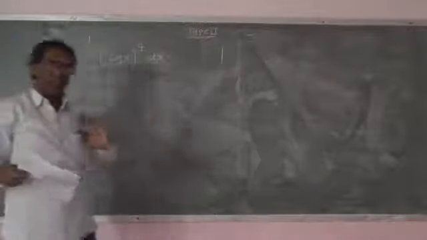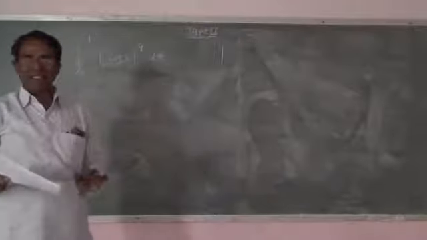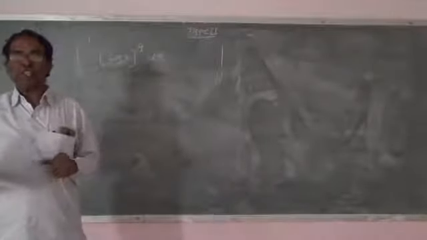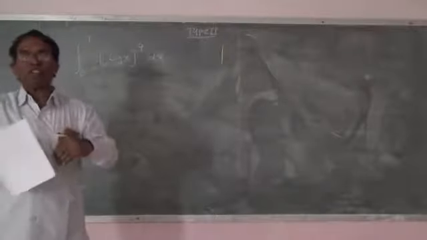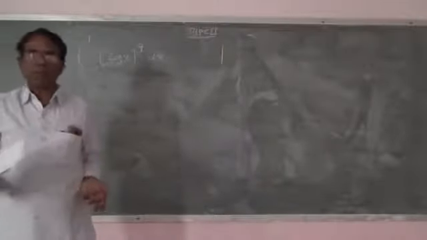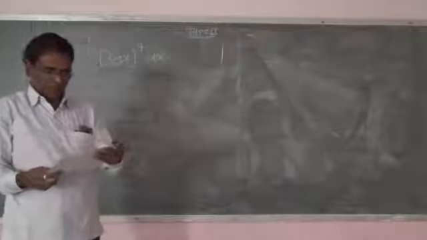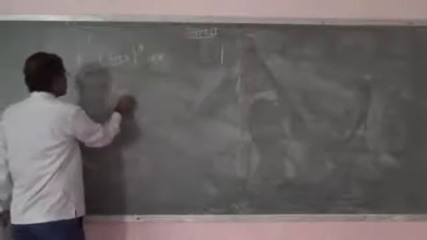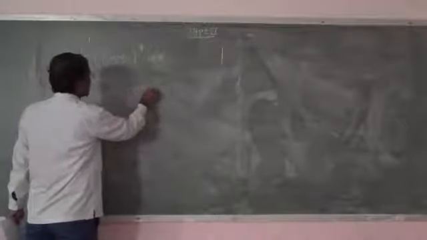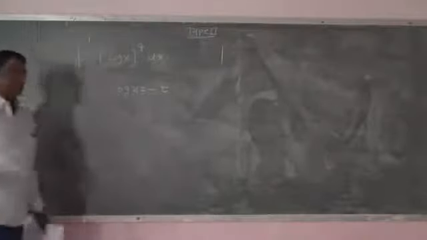Now e to the power something is not given, as it is in the first type. Here log x is there, but in the definition of gamma function e to the power something is there. It means we have to convert this log into e to the power something. That's the only thing, so it is very simple. Whenever log x is given, what you have to do is put log x equal to minus t. That's the first thing you remember.